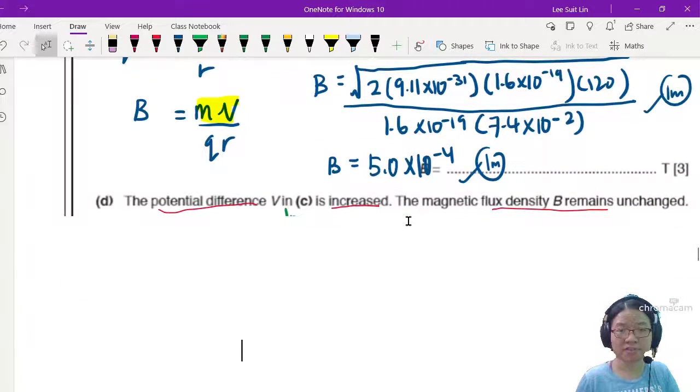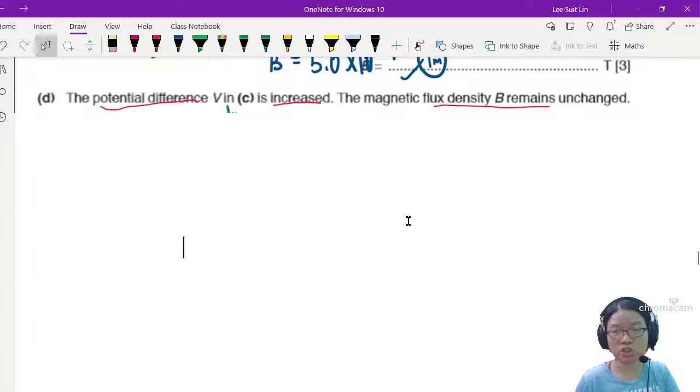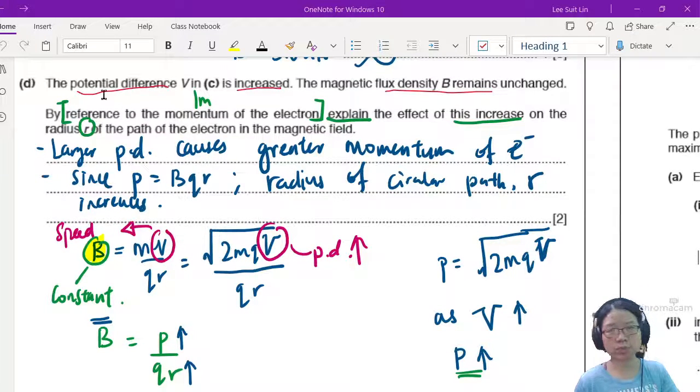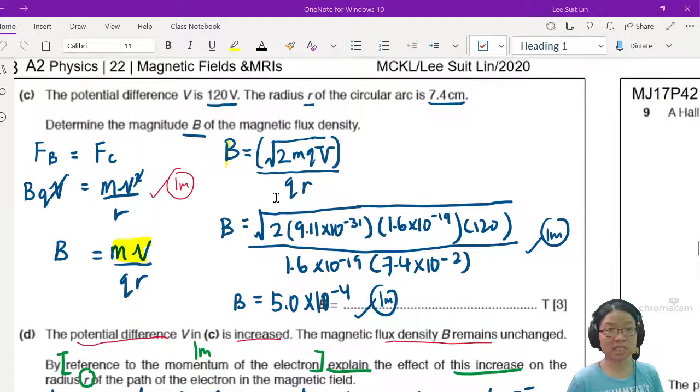The final part, if you want to relate potential difference to magnetic flux density, especially in part D, when we want to relate the potential difference to the change in radius and keeping the other variable constant. The challenge here is that you have too many variables: mass, velocity, potential difference, momentum, radius of the circular path, magnetic flux density. So it's important to take your time to figure out which are constants, which are increasing, and how they are interrelated using the equation at hand.